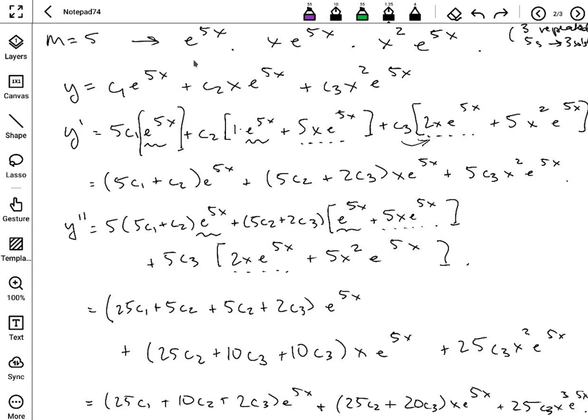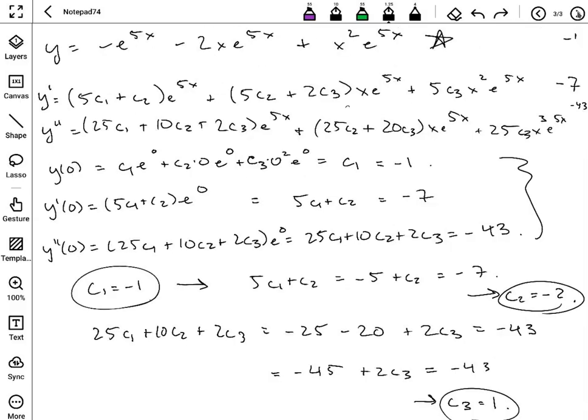Otherwise, I haven't seen a lot of other stuff go wrong here. Just if you don't clean up your derivatives in these steps, it can make the algebra really easy to mess up. Whereas if you keep everything kind of grouped up nice, the final equations you solve are quite easy. So that's my recommendation here.